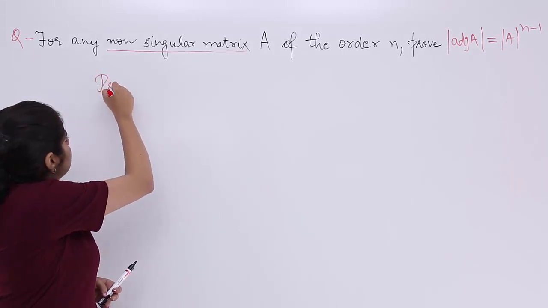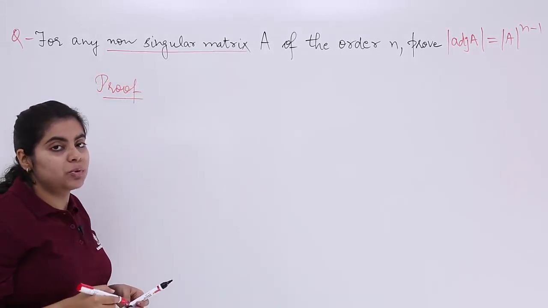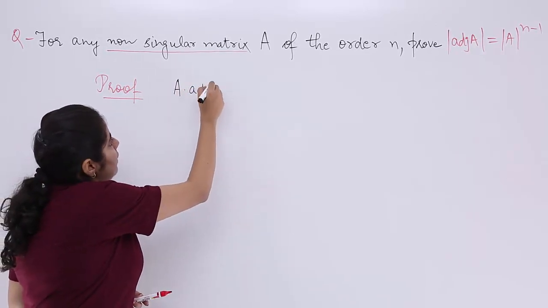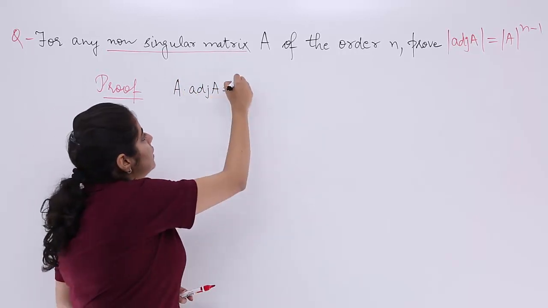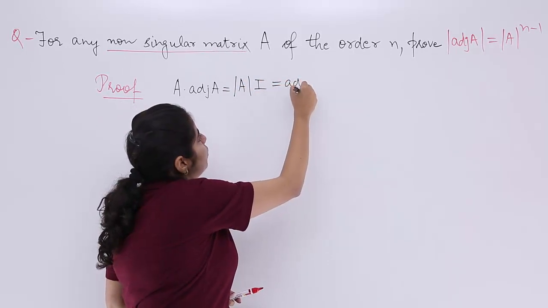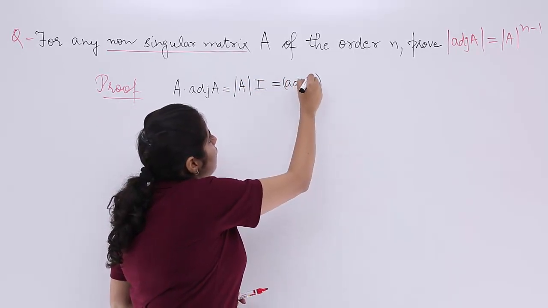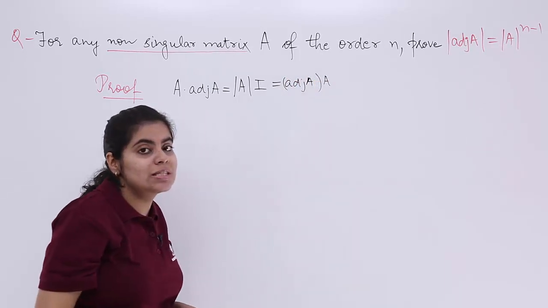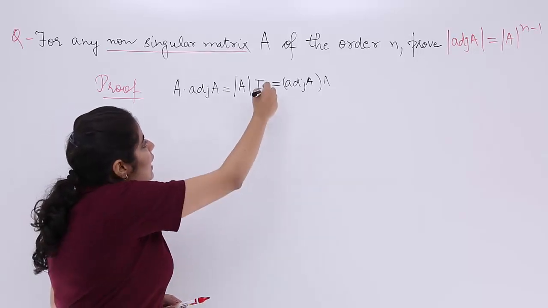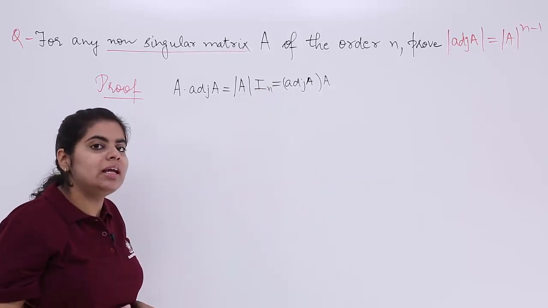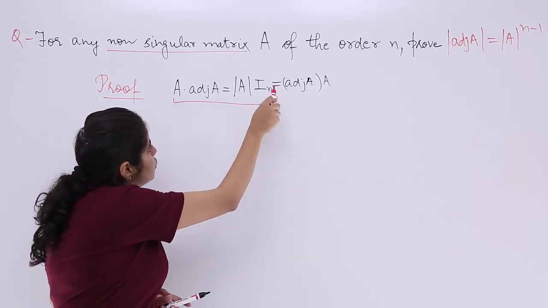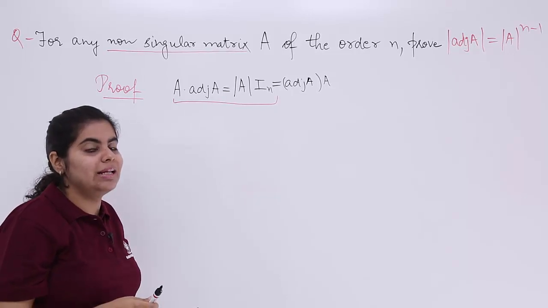The proof is very simple if you know the previous video's properties that you studied. Now we know that A into adjoint A is equal to determinant of A into I, and that is equal to adjoint A into A. This we already know from the previous videos. We have also seen a video based on example 2, that is numerical question 2. And I can be written as I_n also if you have any confusion regarding the order. Now let's take this relation: A into adjoint A is equal to determinant A into I.